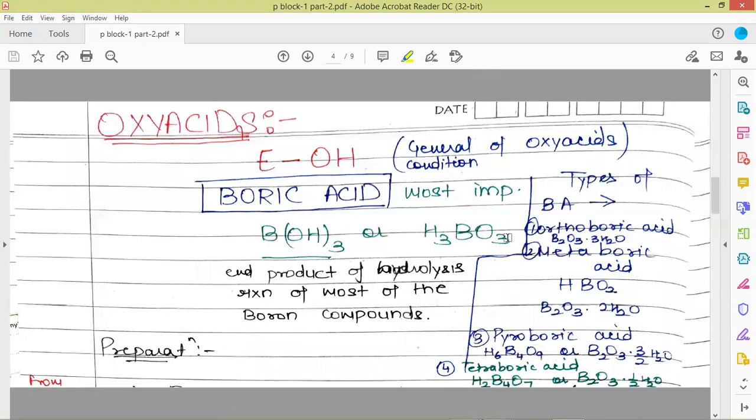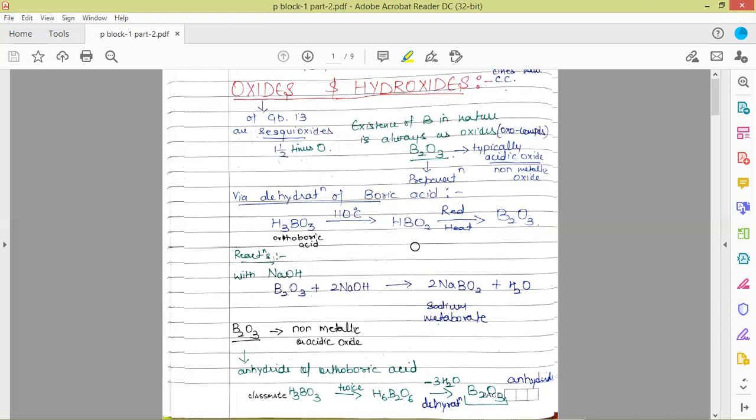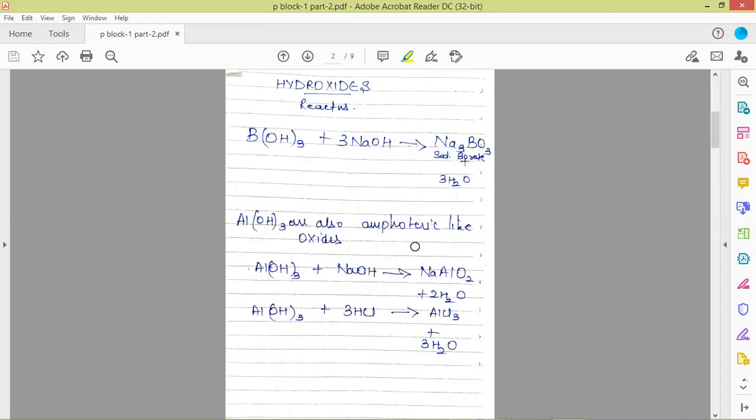The reactions of B2O3: now we'll be discussing the different reactions, how B2O3 reacts with NaOH. With NaOH, sodium metaborate is formed, and about the anhydride we have already discussed. So here we are discussing the hydroxides. Oxides and hydroxides have similar trends, so we are discussing both side by side. So here it is B(OH)3, that is the hydroxide of boron, which in a reaction with alkalis gives sodium borate and water.